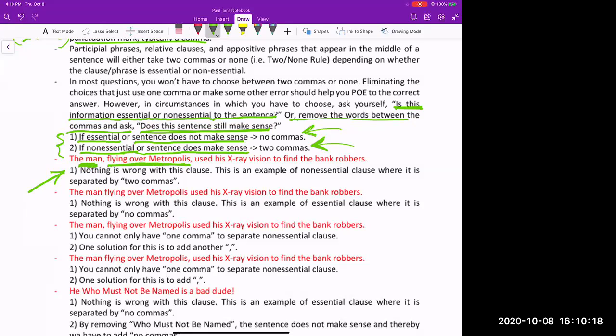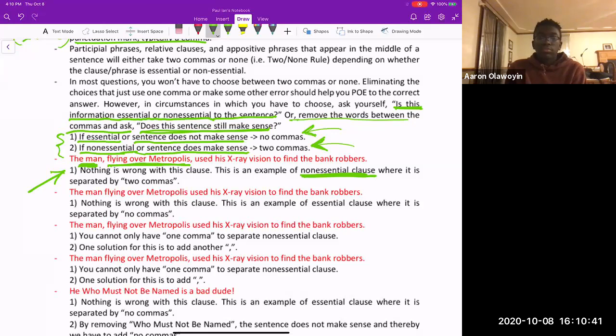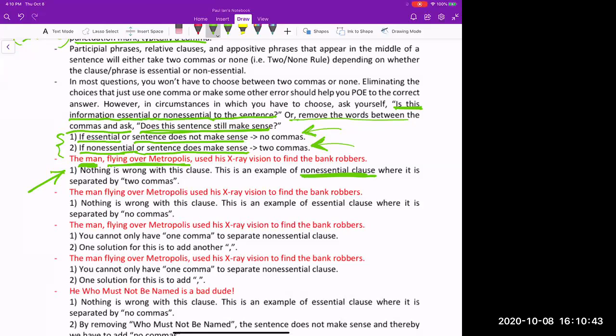Let's ask ourselves, is this essential or non-essential? This sounds like a non-essential clause. If it's not too obvious, let's try removing it. The man used his x-ray vision to find the bank robbers. That still makes sense, right? So if the sentence still makes sense without this, and it's non-essential, then you leave it with two commas.